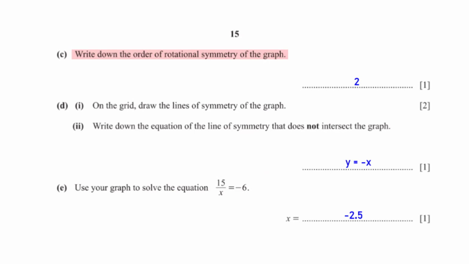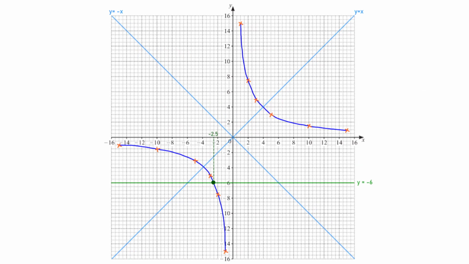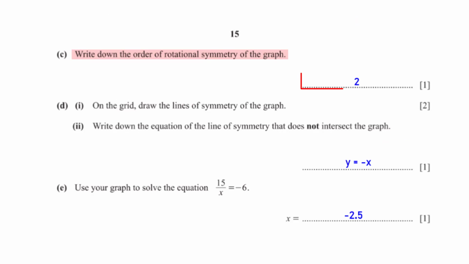Write down the order of rotational symmetry of the graph. The order of rotational symmetry of the graph is the number of times the graph looks just like this when it is rotated through 360 degrees. The graph looks exactly like this under two instances: after it is rotated 180 degrees and after it is rotated 360 degrees. So its order of rotational symmetry is 2.